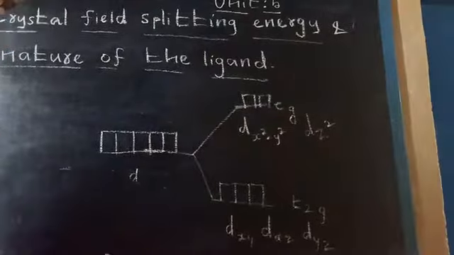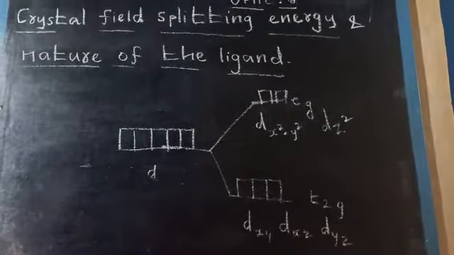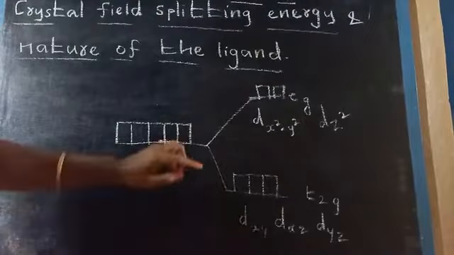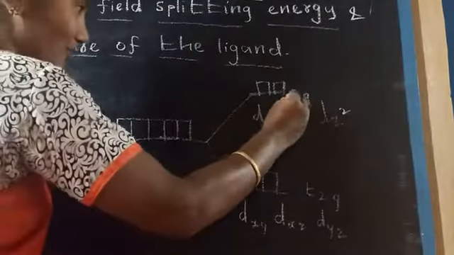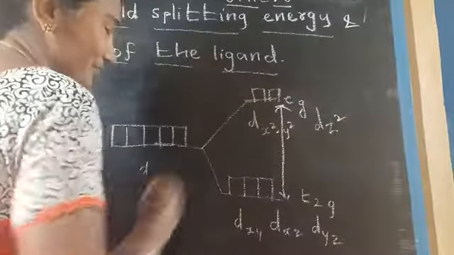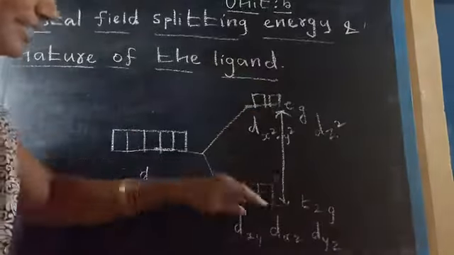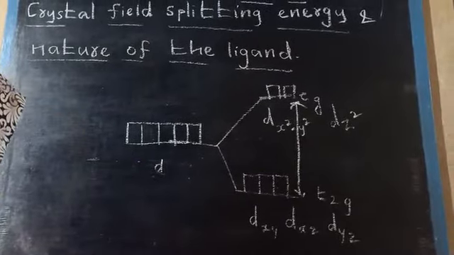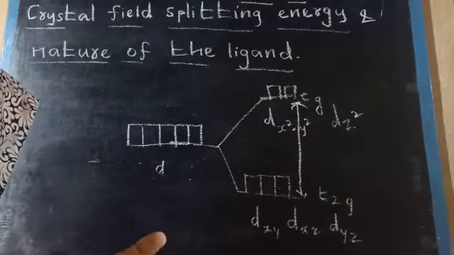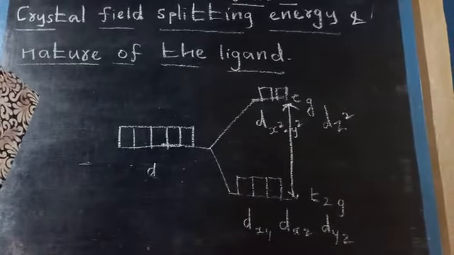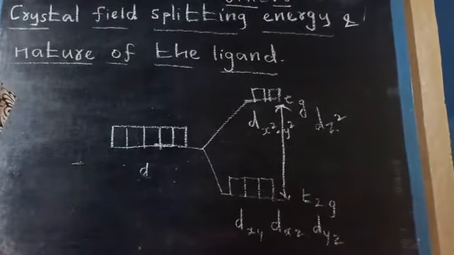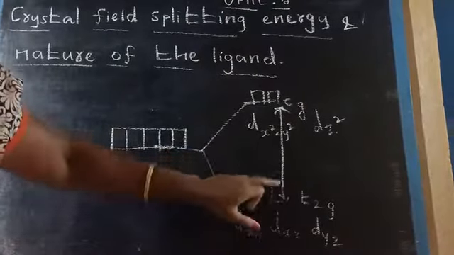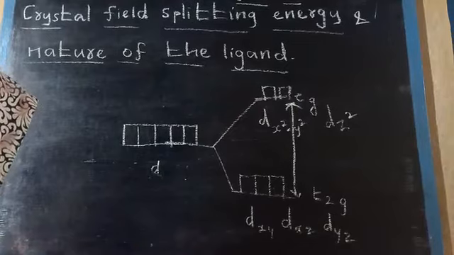In the previous session, we saw only the introduction part of crystal field theory. Now this session we study the splitting energy. Now this is the splitting part, and here we talk about the energy. This splitting energy is explained based on the nature of the ligand. Ligands are expressed as strong field ligand as well as weak field ligand. In strong field ligand, what about the splitting energy? In weak ligand, what about the splitting energy? This is the concept for this session.